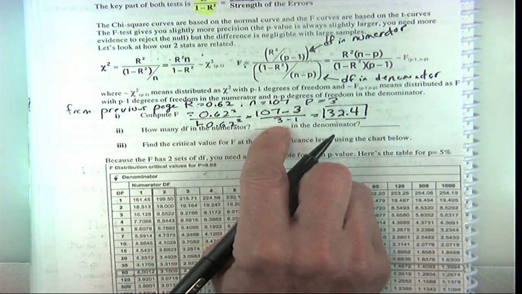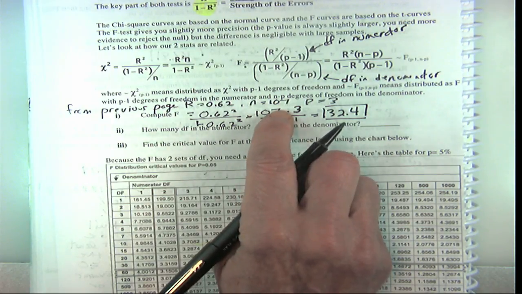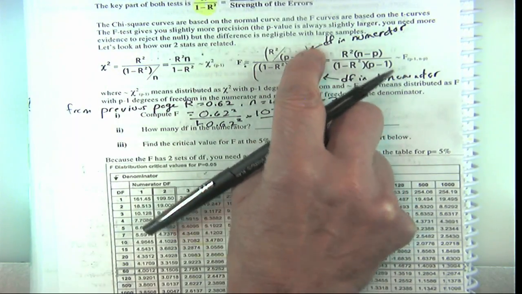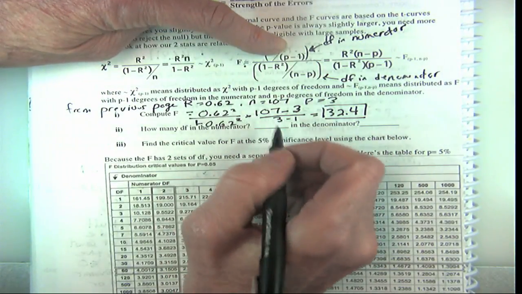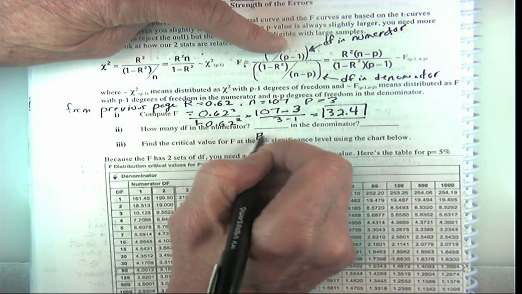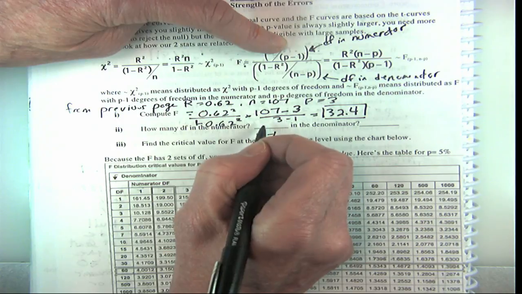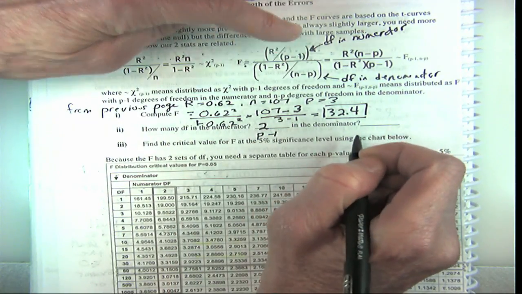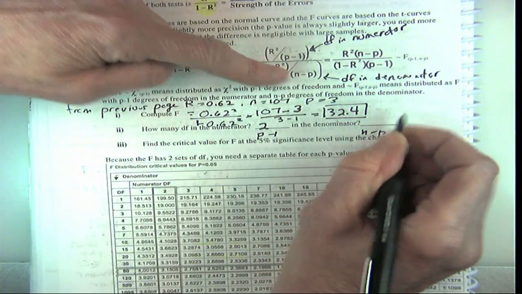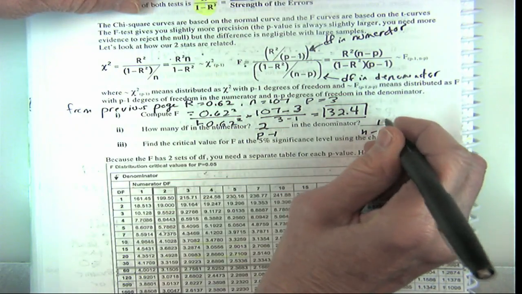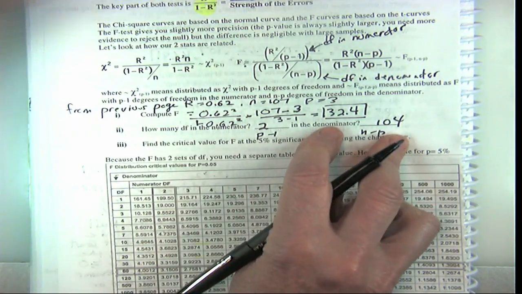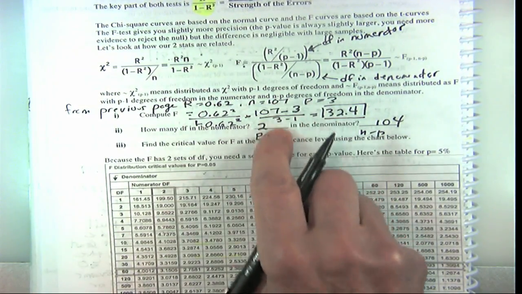And the degrees of freedom in the numerator, now don't get confused here, I just simplified. The numerator degrees of freedom are here, and that's this. This is p minus 1 right here, so that's 2. And in the denominator, it's n minus p, so that's 104. That's what we've got, even though when we simplified, it looked like that.